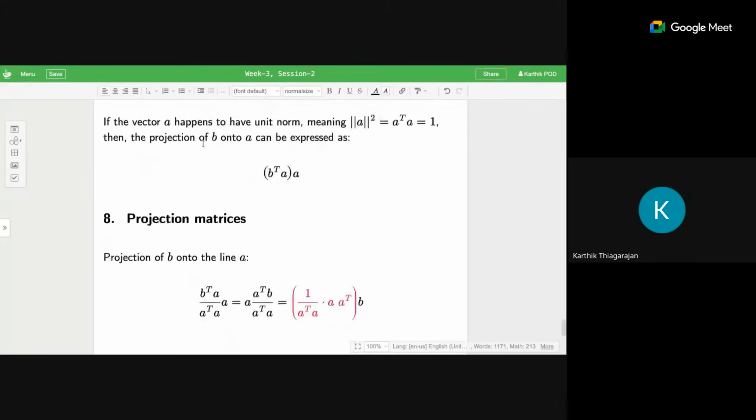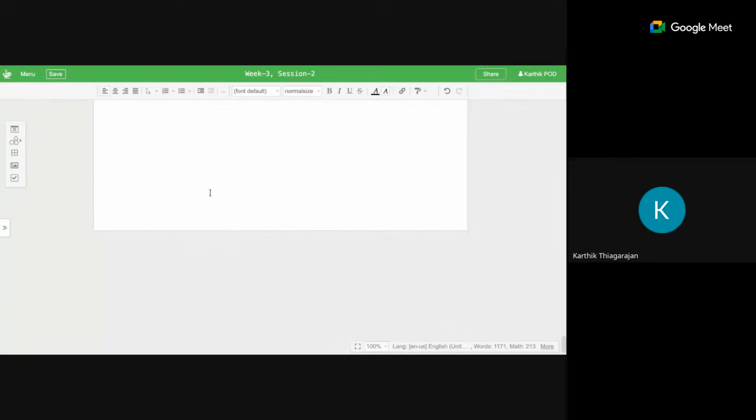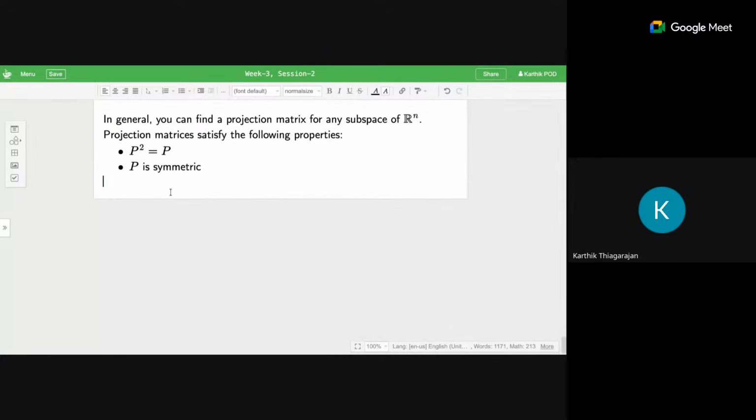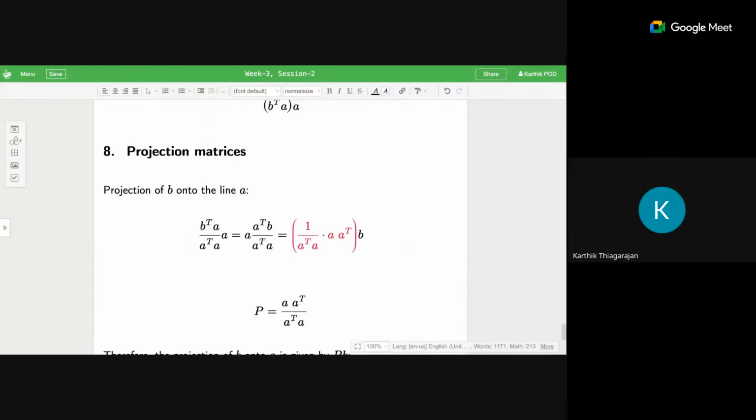That is all we have time for. Maybe we should discuss projection matrices next week in more detail. Any questions?